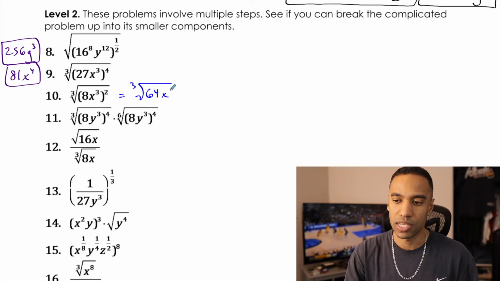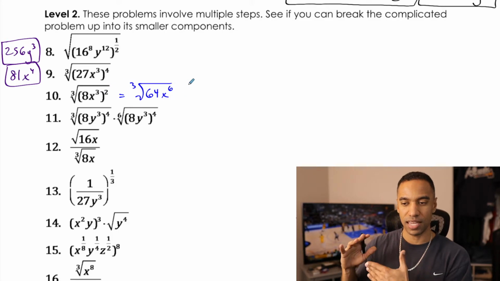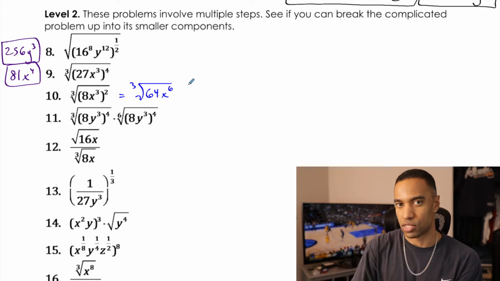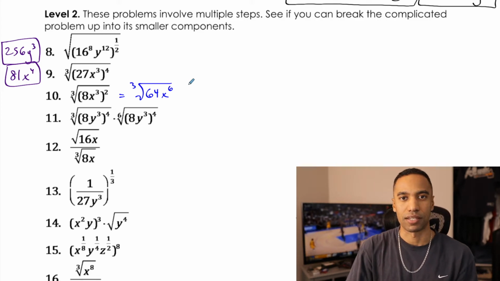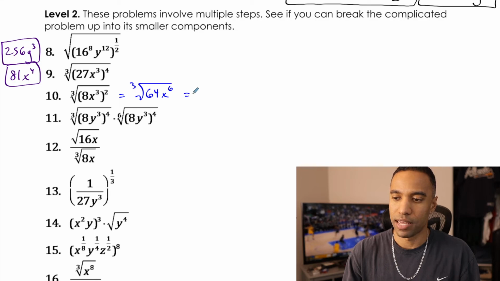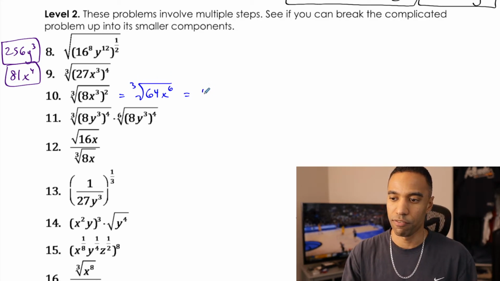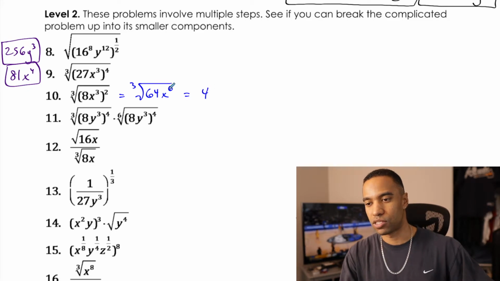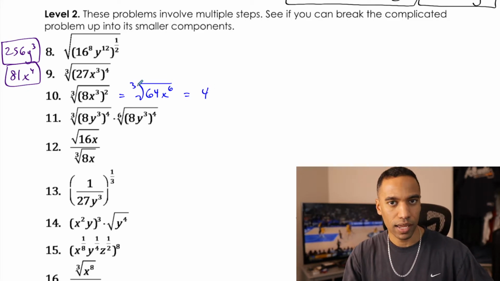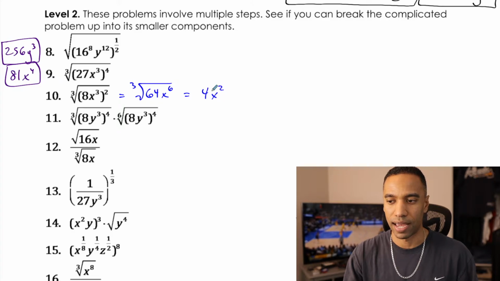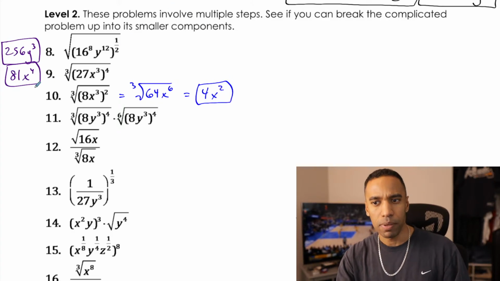And 3 times 2 is 6, and therefore we're going to be taking the cube root of both of these, the cube root of 64 and the cube root of x to the 6th. Now, the cube root of 64, 64 is a perfect cube. That is 4. So the cube root of 64 is 4. And the cube root of x to the 6th, we will divide 6 by 3 to get 2, and that becomes 4x squared. As you can tell, I'm skipping more steps.